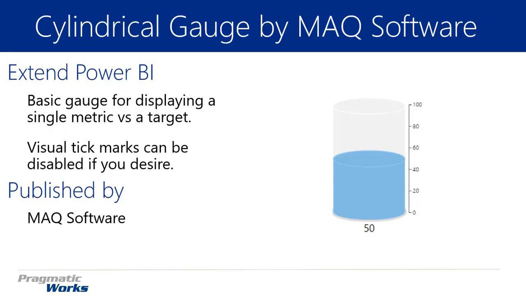Now this is a pretty basic visual in that it's really designed to show one metric value that you have. So if you have one particular metric, kind of like you would put into a card inside of Power BI, you could use the cylindrical gauge to show that. You can also control a target, or the overall total of what the gauge can show, inside the format paintbrush area that we'll take a look at.